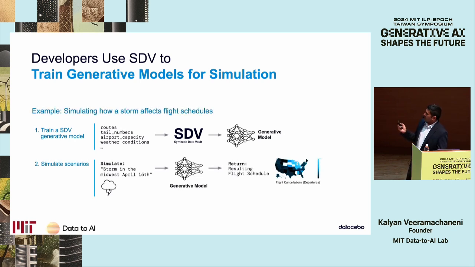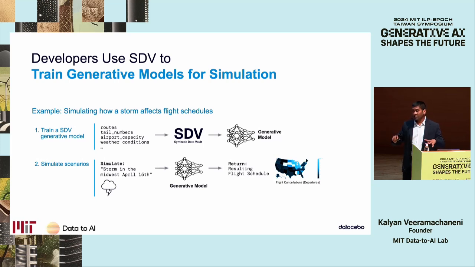Another use case that is actually on our website, you can try this out, is where we take all the data, in this case from the transportation department, the airlines data and the weather data, combine it and build a generative model using SDV. With that model, you can simulate a scenario. You can say, what happens if there's a storm in the Midwest on April 5th? Show me how the flight delays percolate across the United States.